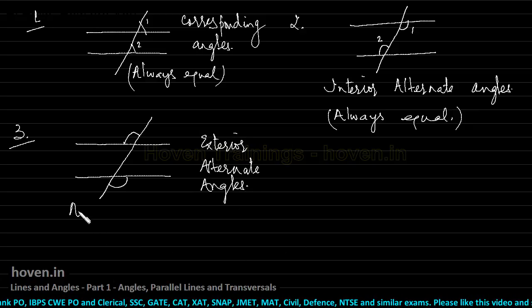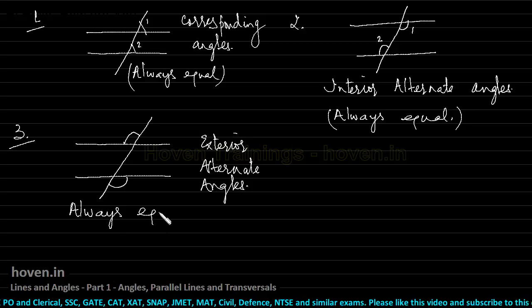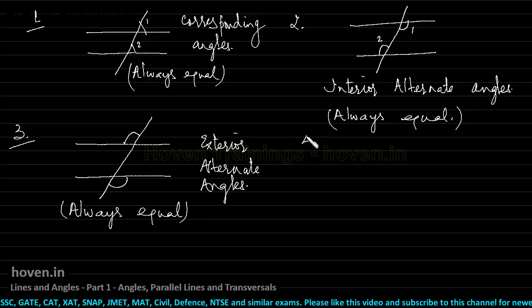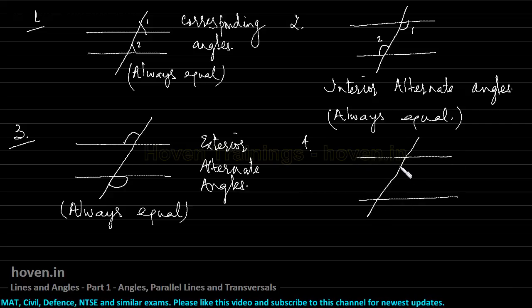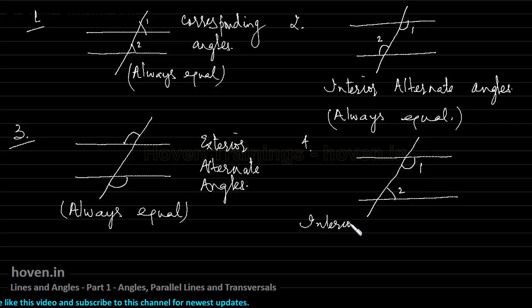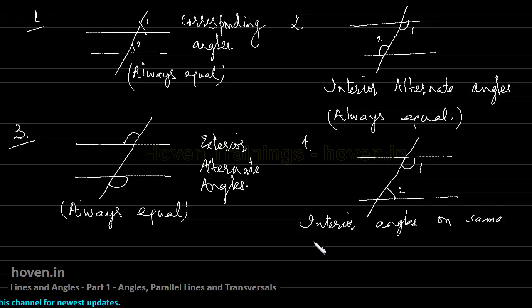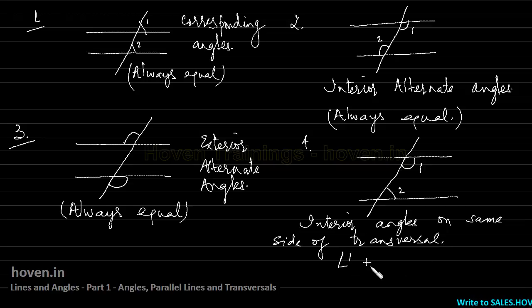And they are also always equal. Fourth situation. If these are two parallel lines and this is the transversal, then these two angles, angle 1 and angle 2, are called interior angles on the same side of the transversal, and their sum is always equal to 180 degrees. Angle 1 and angle 2 are therefore supplementary.